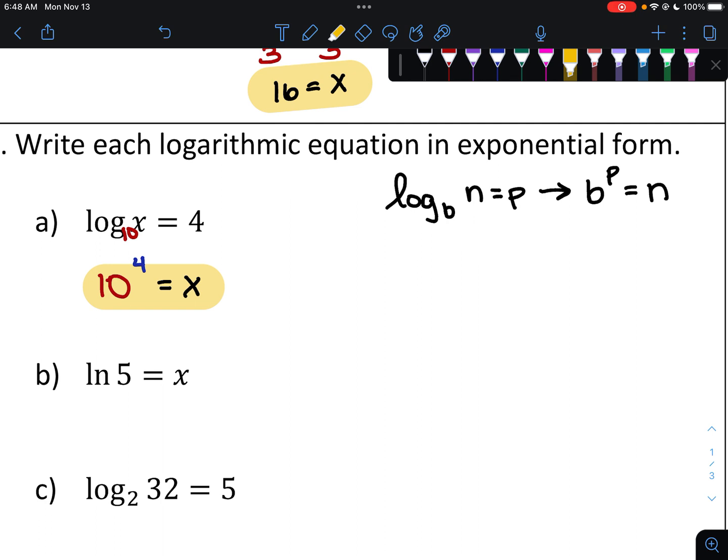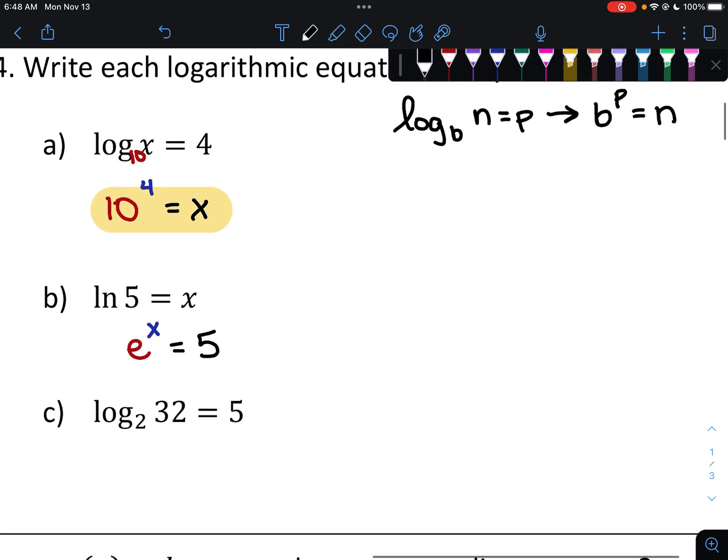Next one is the natural log of 5 equals x. The natural log has a base of e. And then the power is going to be x, and it's going to equal 5. Looking at my next one, I have log base 2 of 32 equals 5. So I have 2 to the 5th power equals 32.